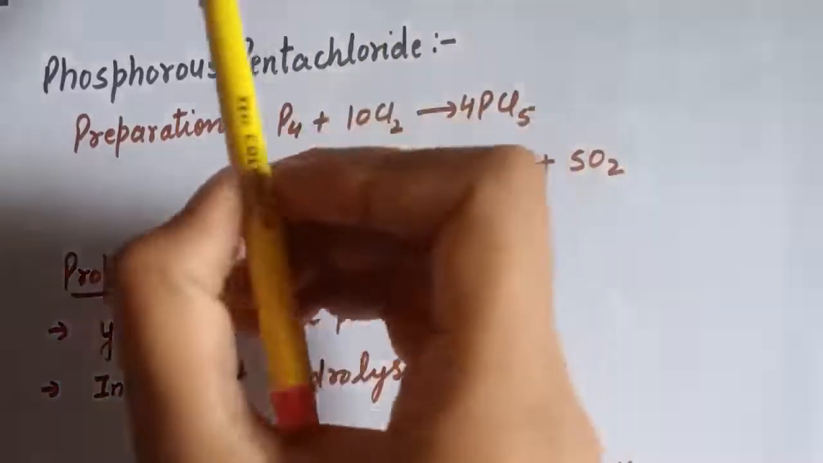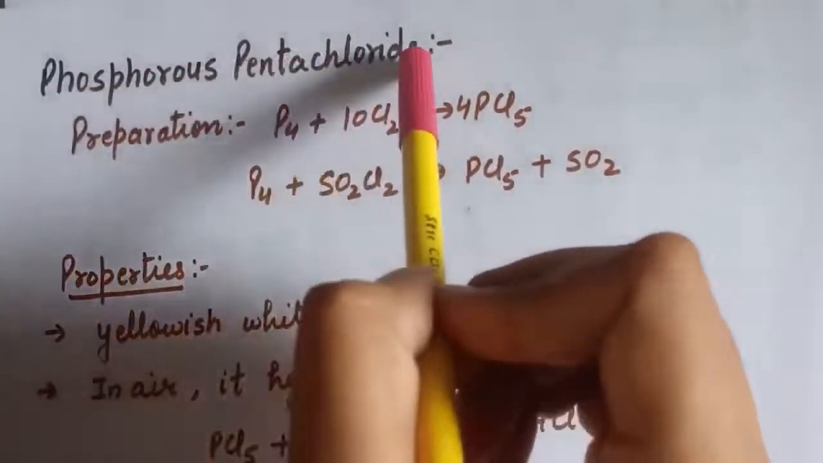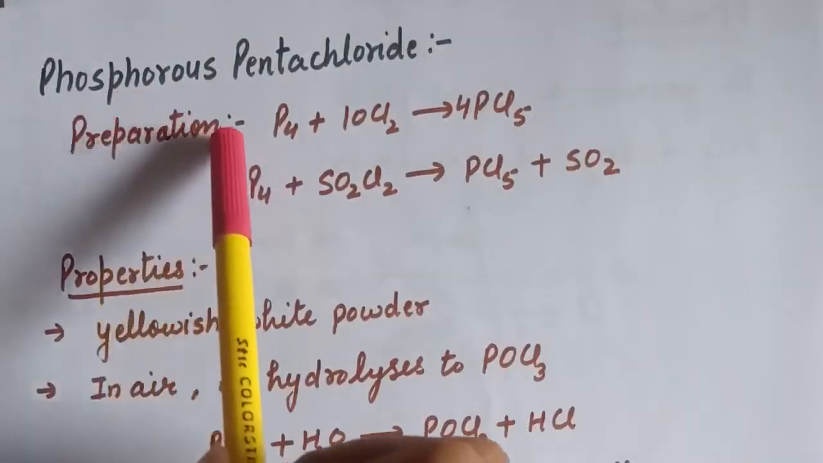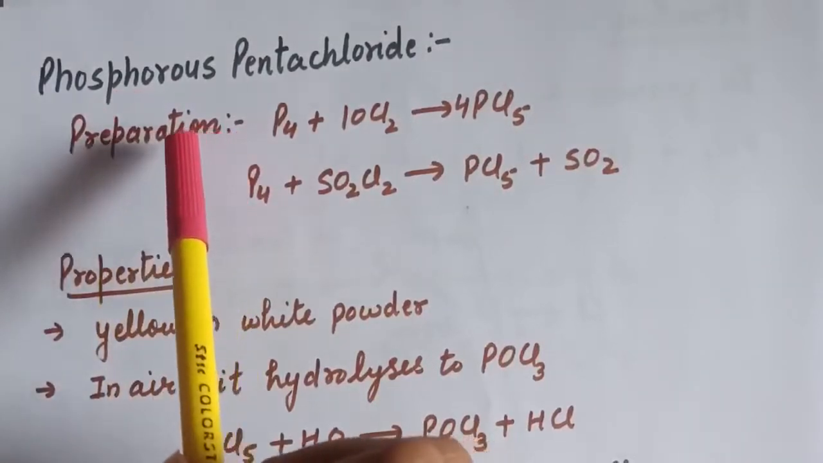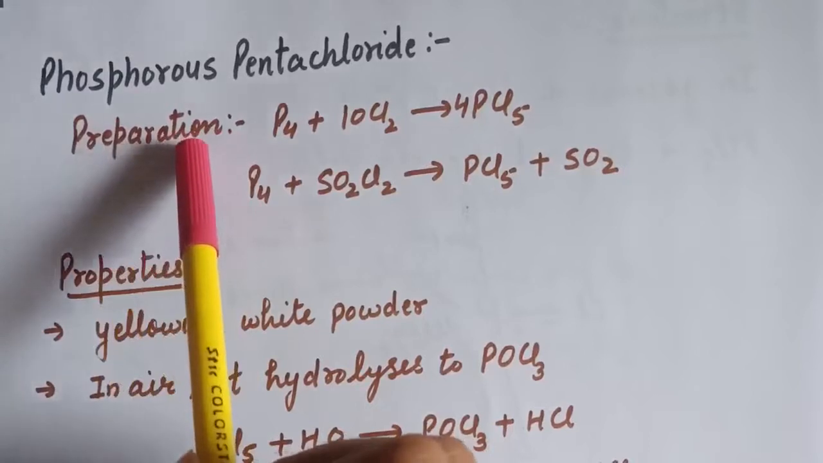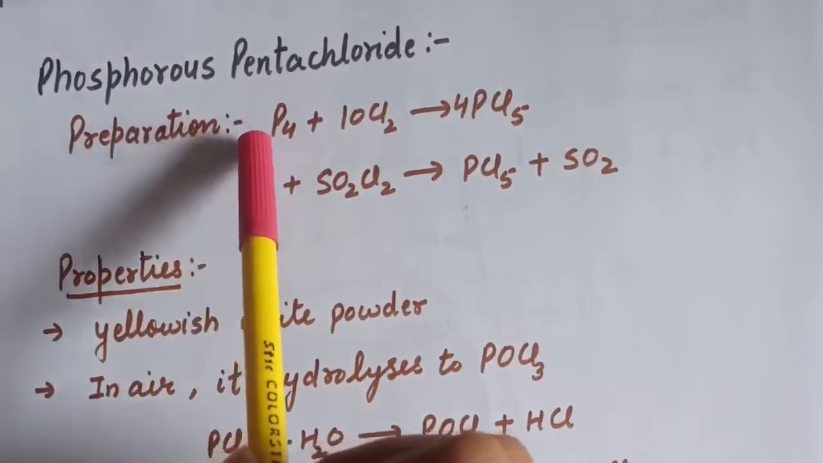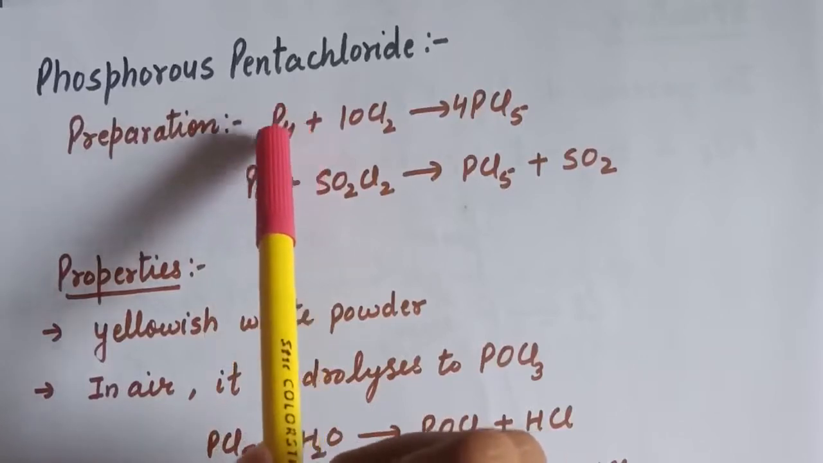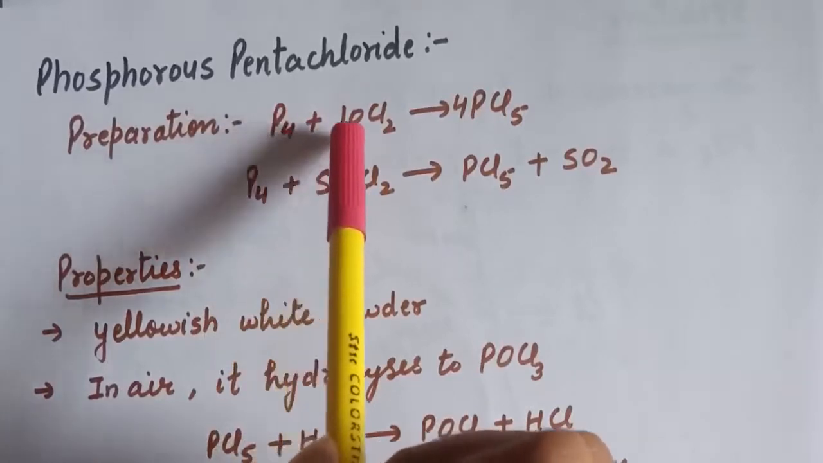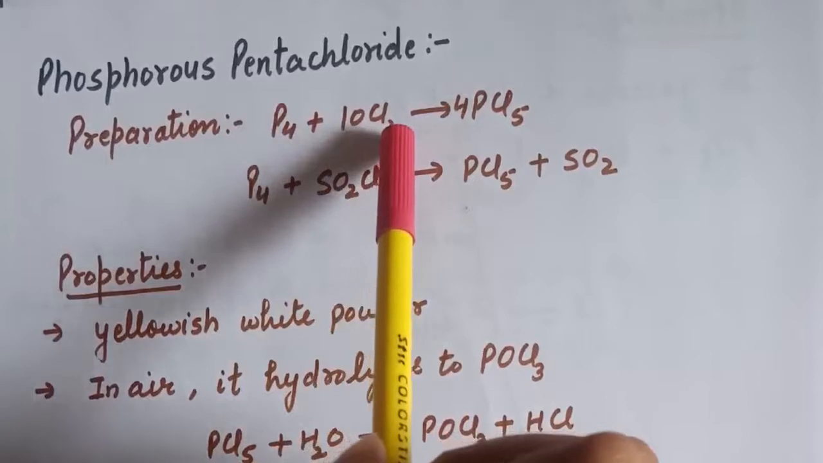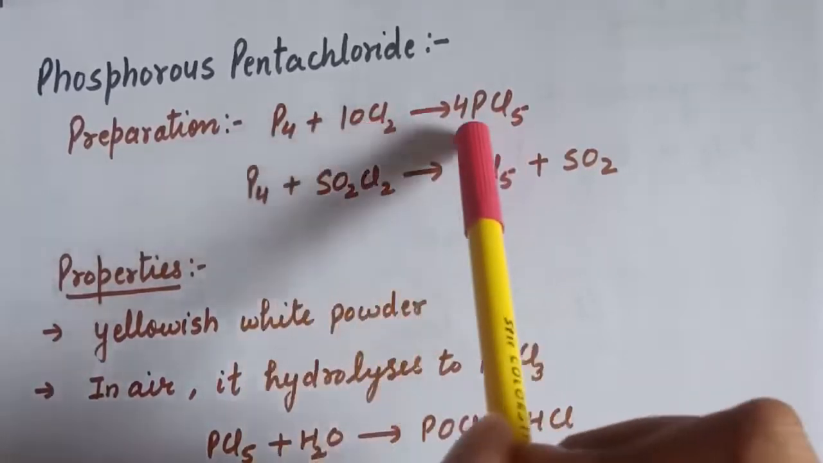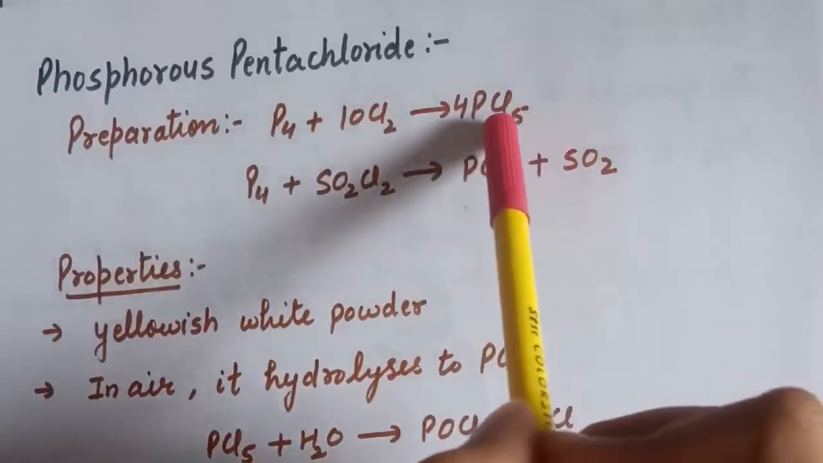Now we will discuss phosphorus pentachloride, that is PCl5. So first of all we will discuss the preparation of PCl5 and after that we will discuss the properties of PCl5. So first preparation of PCl5 is, it is prepared by the reaction of white phosphorus with excess of dry chlorine. So when we treat our white phosphorus with excess of chlorine, here we are getting PCl5, that is phosphorus pentachloride.